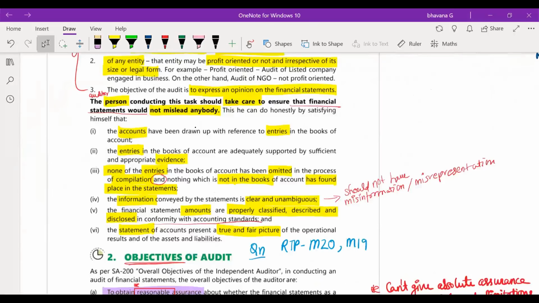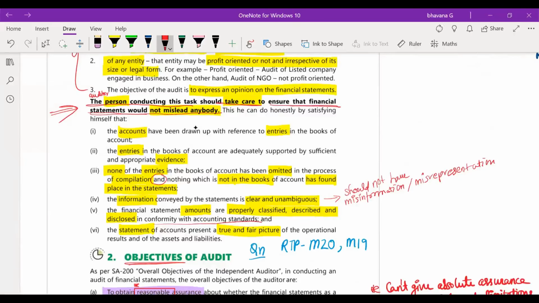Yes. So here, in the next point, they tell you about the person conducting this task. Who is the person conducting this task here? This task means auditing. Who conducts the auditing? The auditor conducts the auditing. So the person who conducts this task should take care. He must take care of something. What must he take care of? He must take care to ensure the financial statements would not mislead anybody.